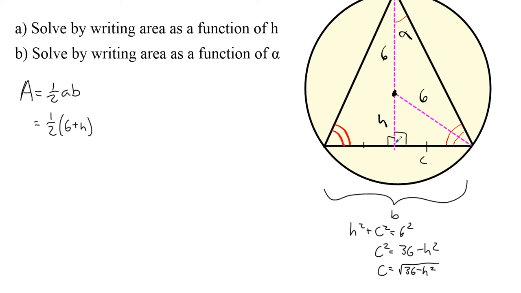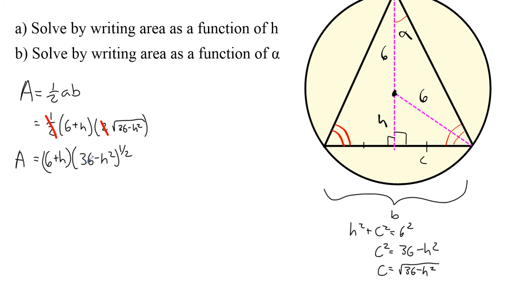Now again, since c is only half of this entire base, I'm just going to multiply this by 2 and say that it is 2 square root of 36 minus h squared. And the good news here is that the half and the 2 cancel out. And then I'm going to rewrite this radical as a rational exponent. So I'm going to say that the area is 6 plus h times 36 minus h squared to the 1/2 power. That's my area equation in terms of just h only.